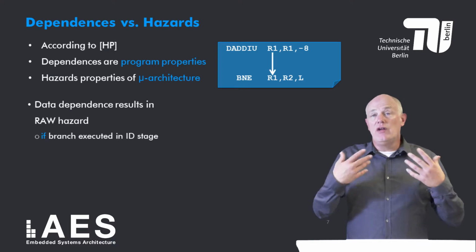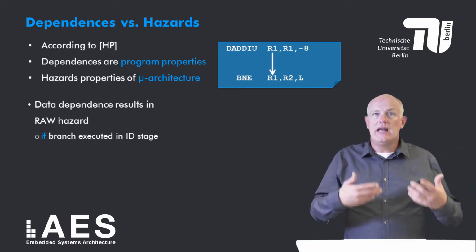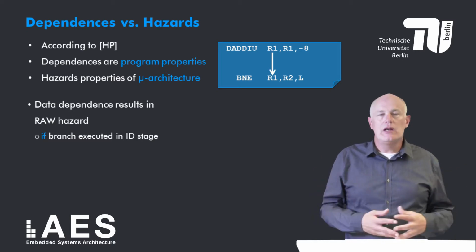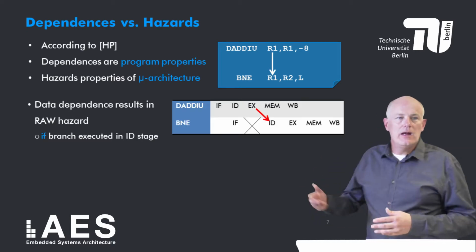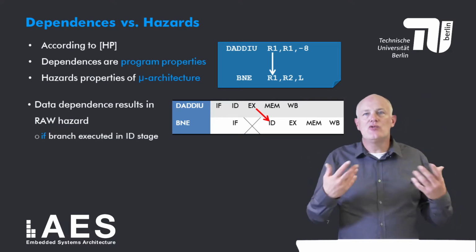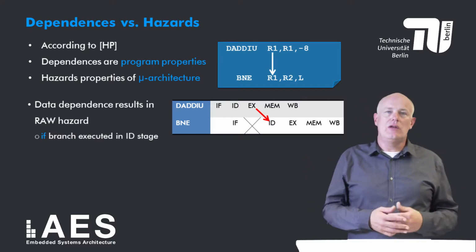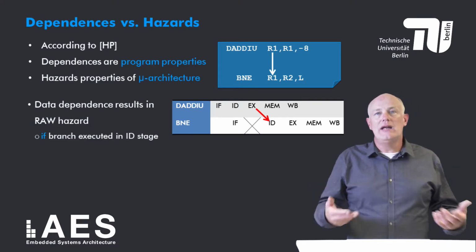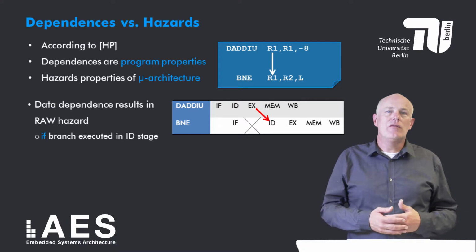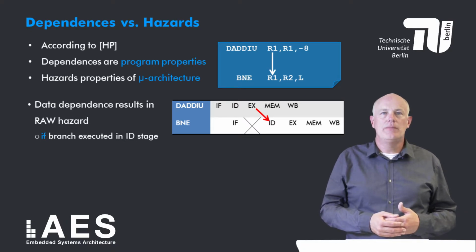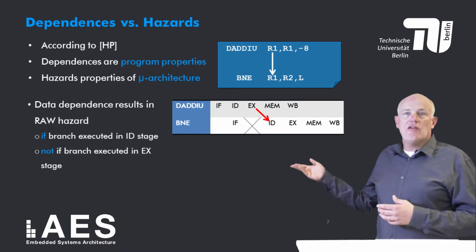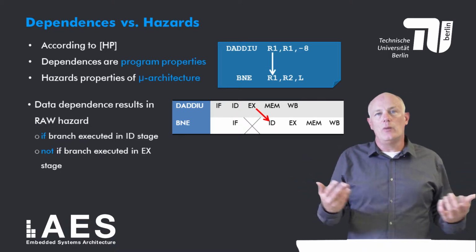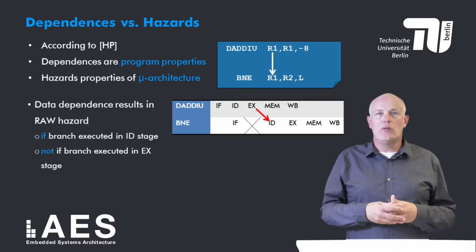This data dependence results in a RAW hazard if the branch is executed in the decode stage, as we assumed in the canonical 5-stage pipeline. This pipeline diagram illustrates what happens if the branch is executed in the decode stage. A stall cycle is needed because the value of R1 is not available until the end of the execute stage of the add immediate. On the other hand, if branches are executed in the execute stage and the processor performs forwarding, no stall cycle is required.